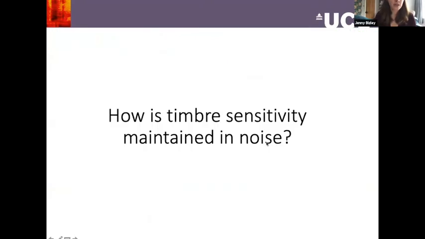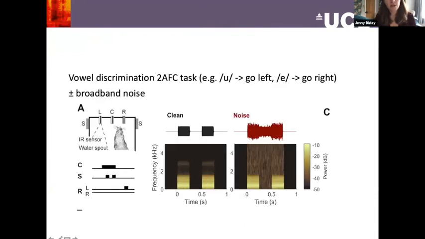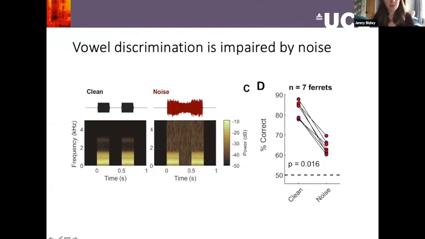So a question we had was, how is this sensitivity to timbre maintained in noise? Again, we took the same task. This time we embedded these two vowels in a short burst of temporally restricted noise that began when the first vowel turned on and finished when the second vowel turned off. This impaired the animal's performance. You can see that they're above chance, but there's a significant drop here. For the sake of time, I'm not showing you the whole signal to noise ratio functions, but we tested at a variety of signal to noise ratios, so we could assess thresholds as well as percentage correct measures.